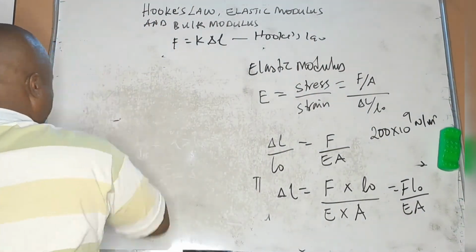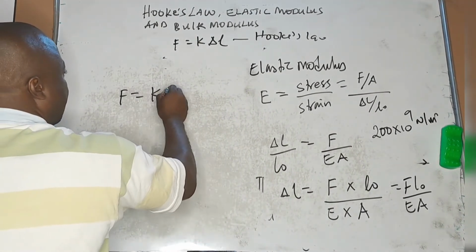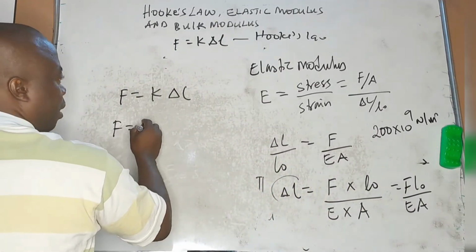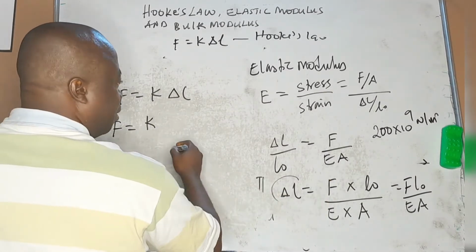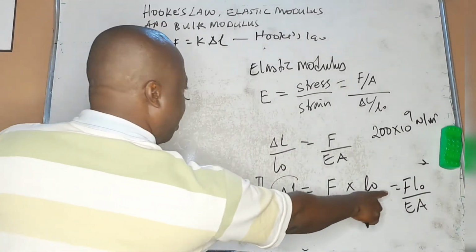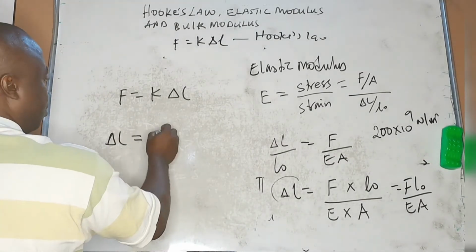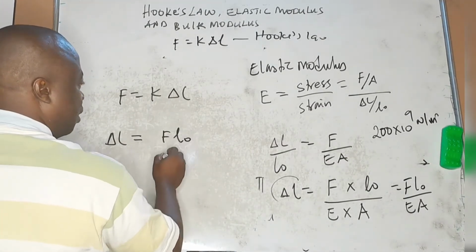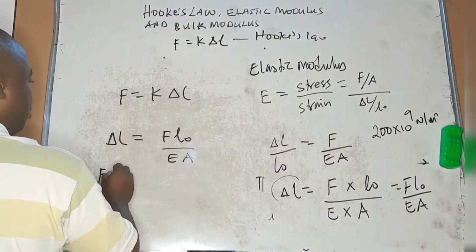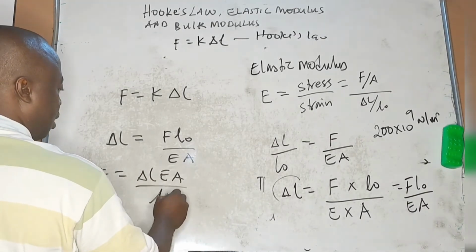If we go back to Hooke's law, we see that F equals K multiplied by change in length. Change in length is this. So if we substitute it there, we have K. The solution I was trying to make is not wrong, but it will not help my interpretation. So F becomes change in length multiplied by A E all over L naught.